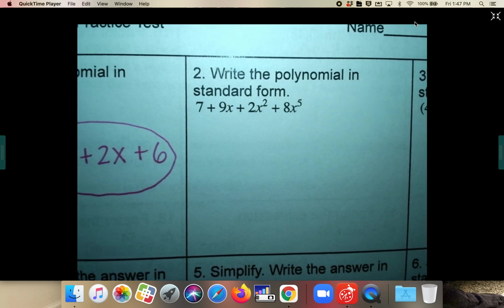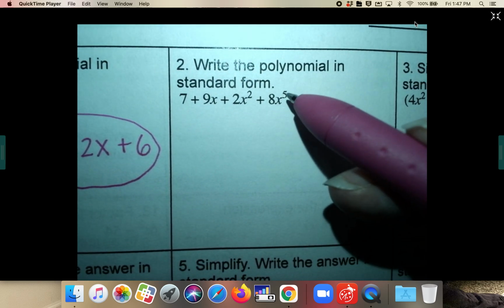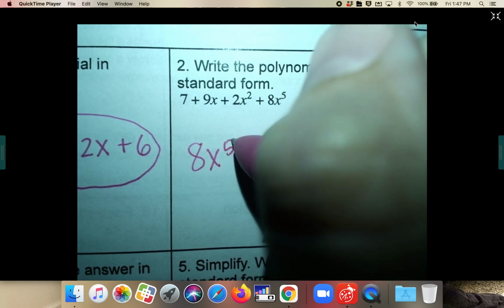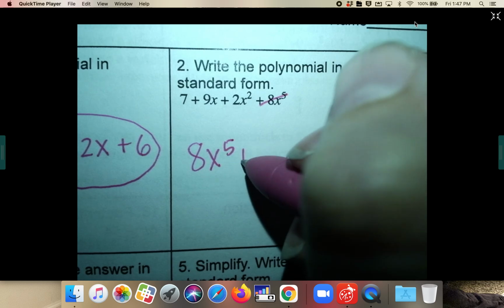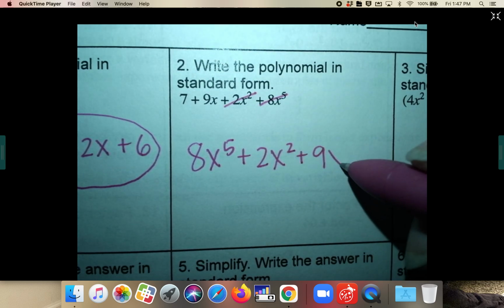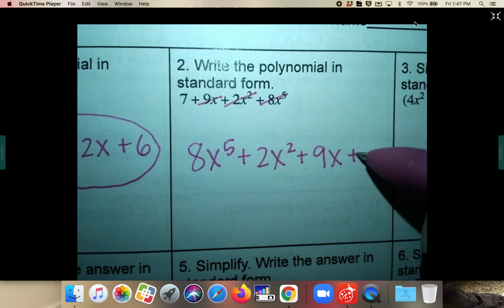Number 2, standard form, the largest exponent is to the 5th power, so my term that's 8x to the 5th needs to come first. Then my plus 2x squared. Then my plus 9x. And last, my plus 7.